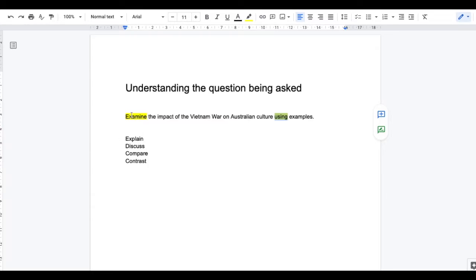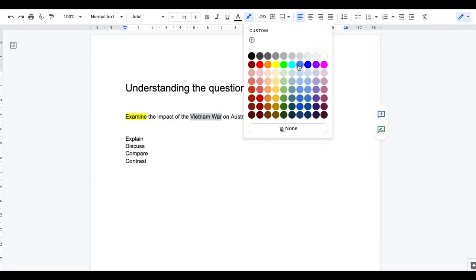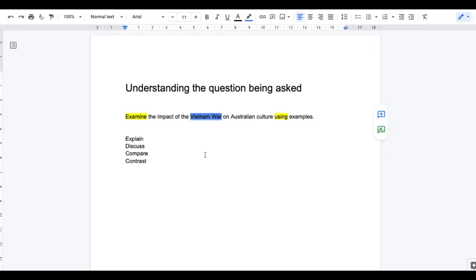Sometimes it might be choose and explore or something like that. So you've got to look for what the verbs are. Then you actually have to look for, well, how am I limited? What are the limitations on this? Okay, one is the Vietnam War. So I can't do the Korean War or World War II or the Iraqi wars or any of those. I have to do the Vietnam War.